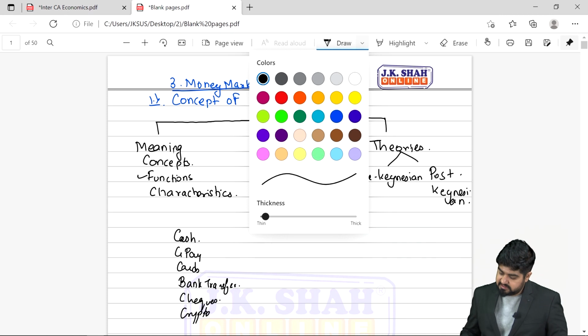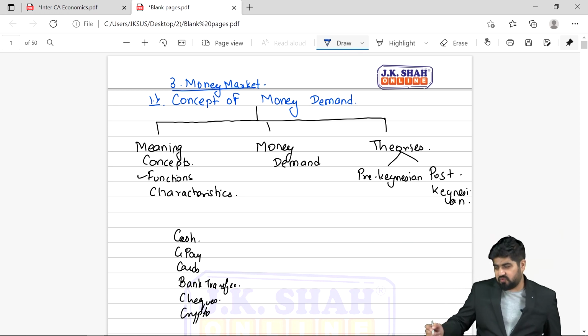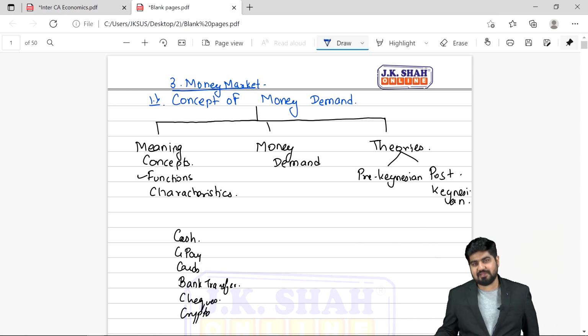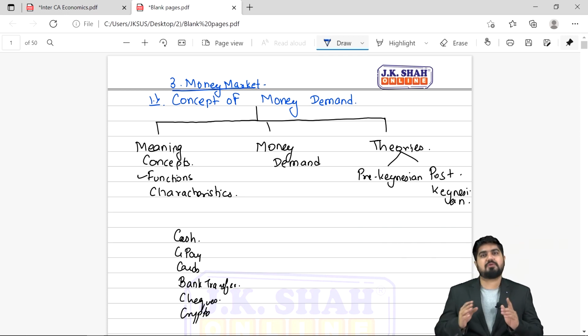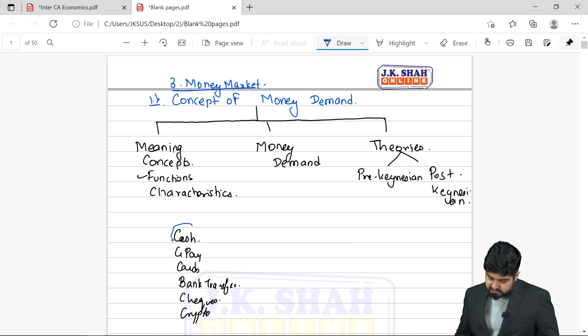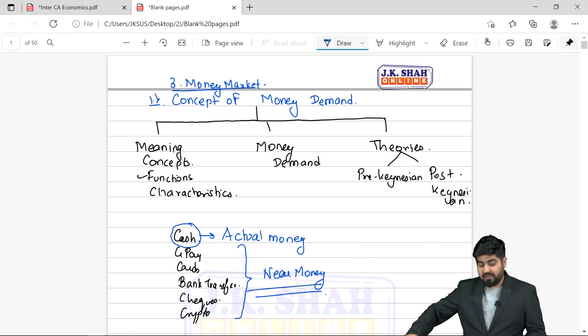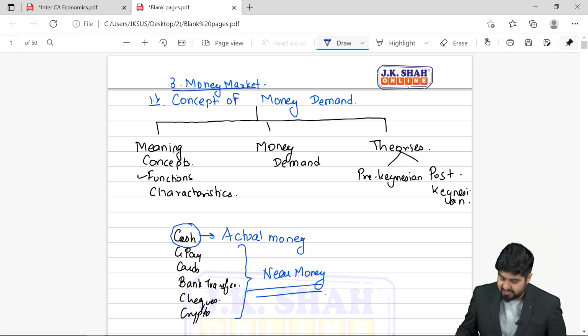But let me tell you friends, let's be very realistic. If you try to pay an auto rickshaw driver or a bus driver by check or by bank transfer, will they accept? If you try to pay with cryptocurrency, will they accept? Is GPay, Paytm accepted by all? I say it is accepted by most of them, but not all. So even today, cash is the most primary form of money. So cash is called actual money, whereas all these other things, even today, are called near money. Are you getting this? So when we talk about money, actually we are talking about actual money which is printed and circulated by RBI in our country.